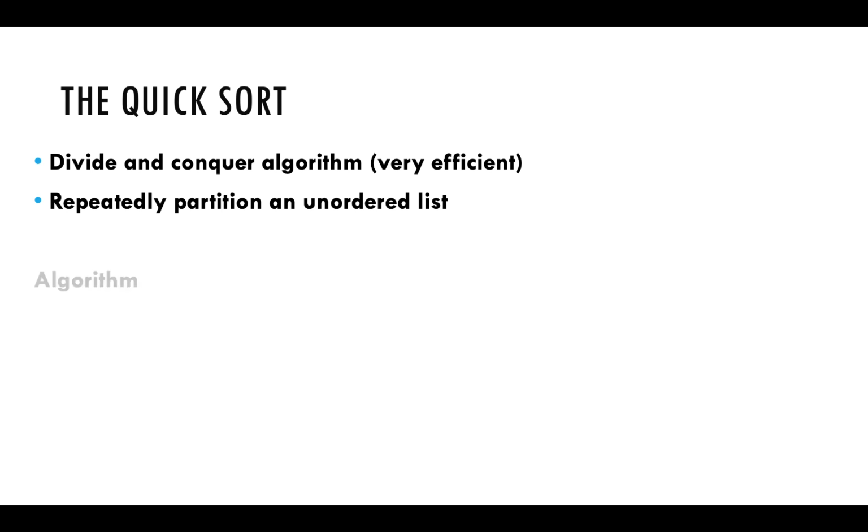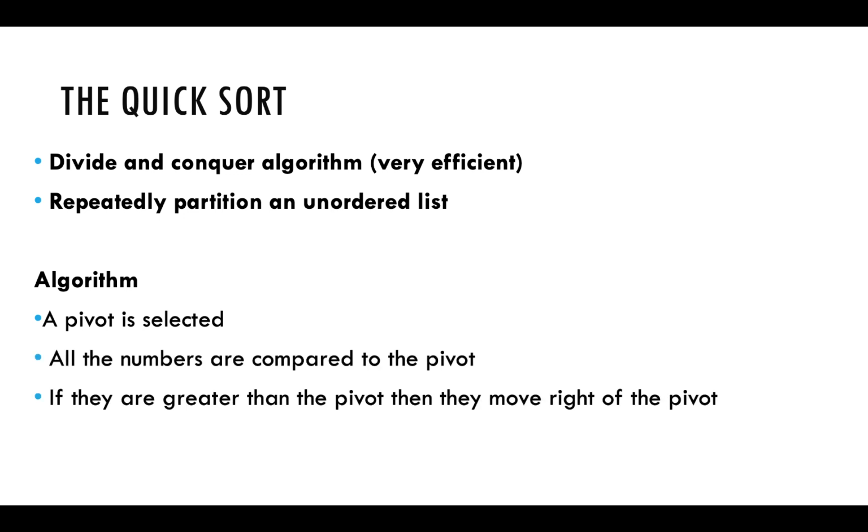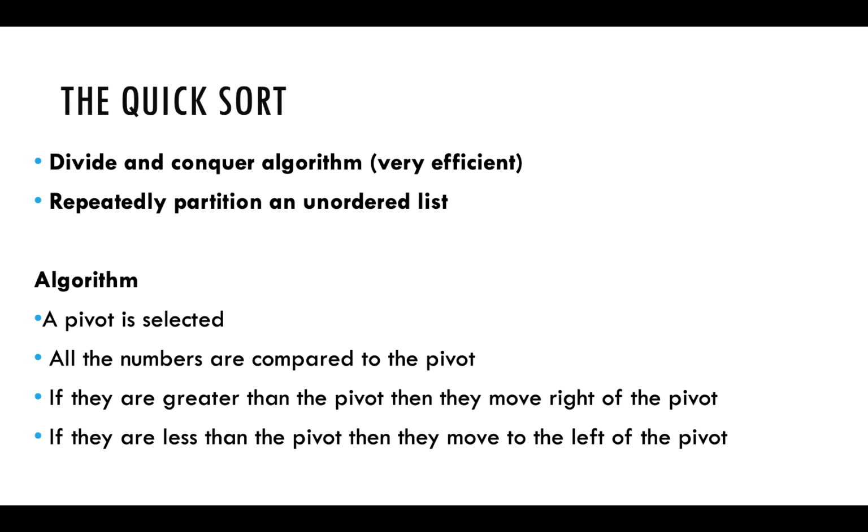The first point of the algorithm is we have to select what we call a pivot point. And the pivot point is the single most important part of this algorithm. We compare all the numbers to the pivot point and we say if the numbers are less than the pivot point, we move all those numbers to the left hand side of it, and if it's greater than, we move all of the larger numbers to the right hand side of the list.